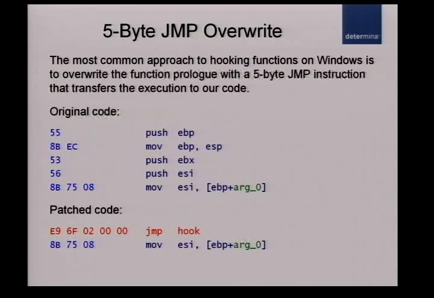In this example, we have a function, and we see the standard function prolog in the beginning, and then we override the first 5 bytes of the function prolog with a jump instruction that goes to our hook. This means that whenever somebody calls the function, our hook routine will be executed, and we get to do whatever we want it to.